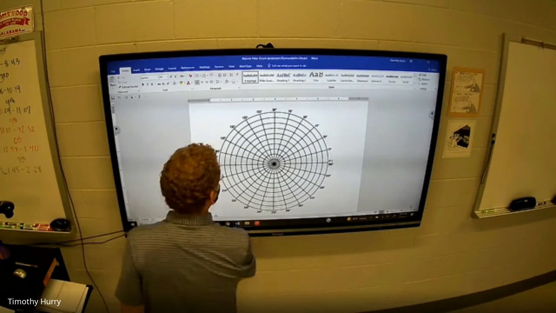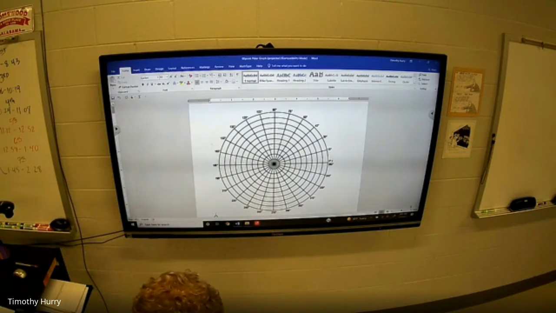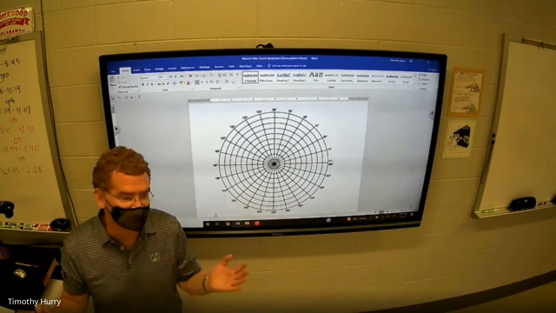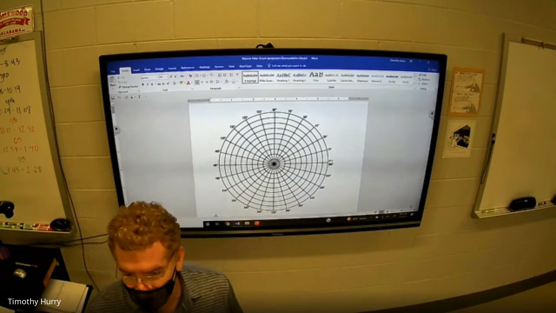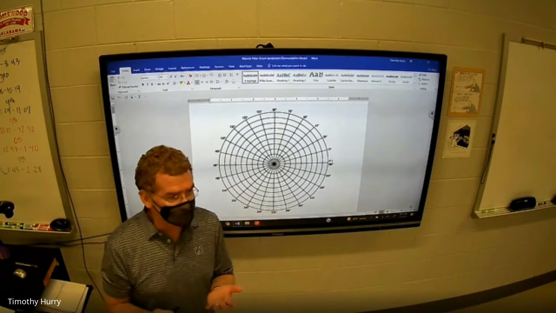So what we're going to be doing is changing our thinking to be able to graph things, and think about graphs or functions. They're not really functions, but equations in a polar as opposed to a rectangular way of doing things.